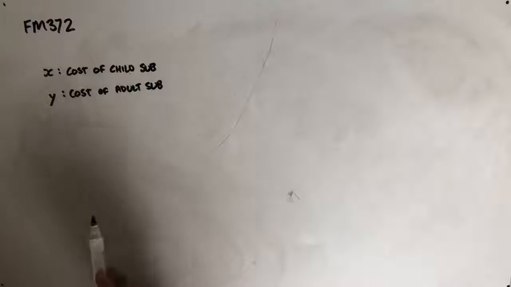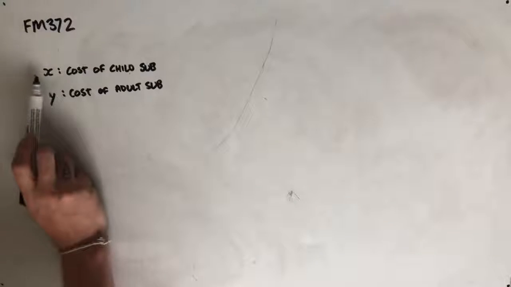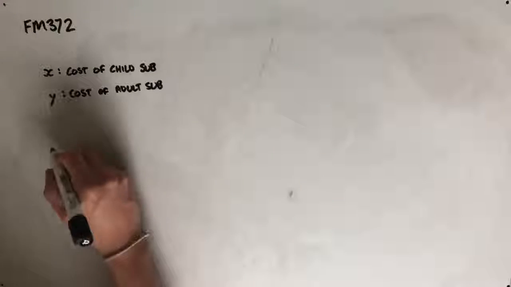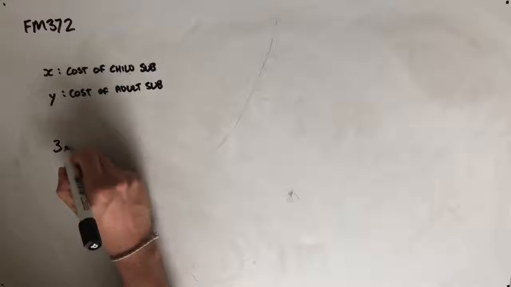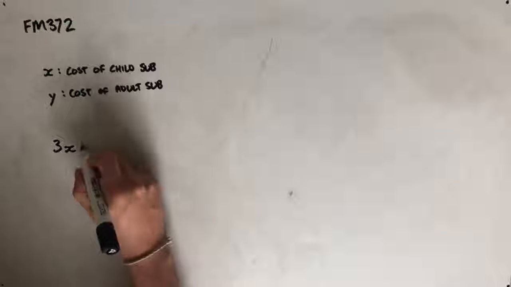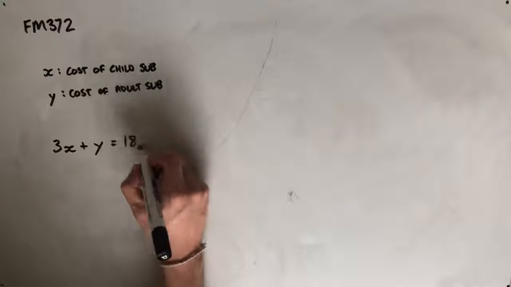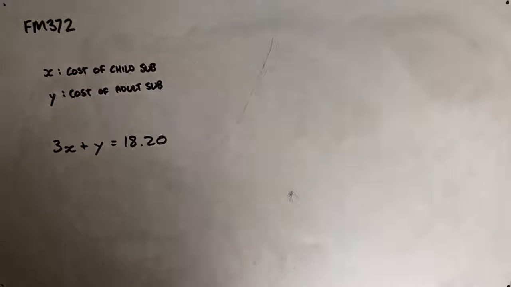So for example, we've got a sentence up at the top that says the total monthly cost for 3 child subscriptions and 1 adult subscription is $18.20. So if we say that X is the cost of a child subscription and Y is the cost of an adult subscription, then 3 times the cost of a child subscription plus 1 times the cost of an adult subscription should equal $18.20. So there's one of our equations that we were talking about before.